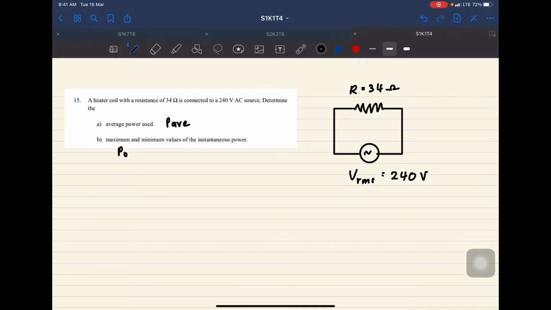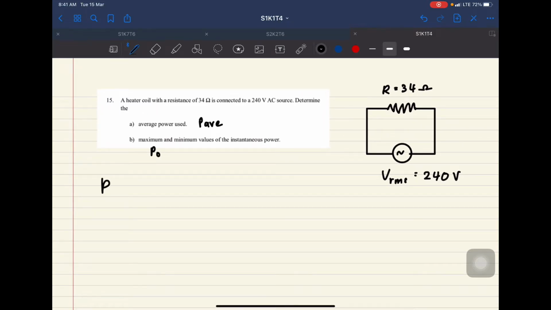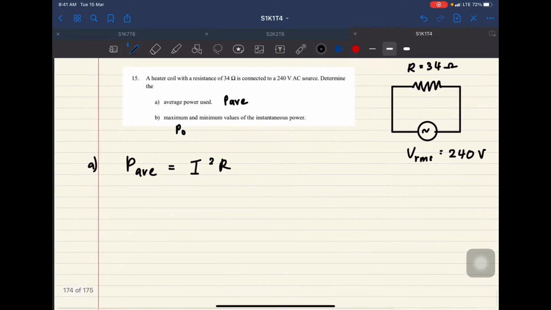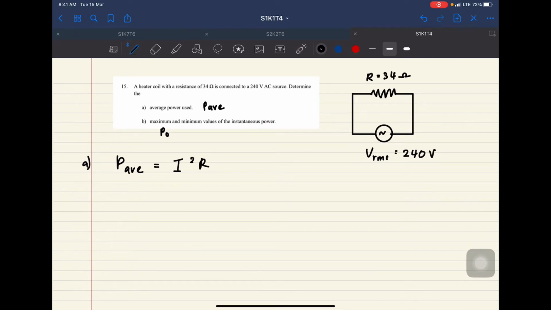Okay, they ask you to determine the average power. So P average, normally I would like you guys to use I squared R. Okay, so in this case you only have one component, so sometimes it's okay to use a different formula, but if it involves more than one component, this is the best formula to use, so I'm going to use this one.